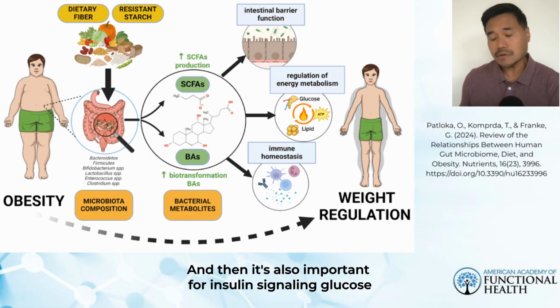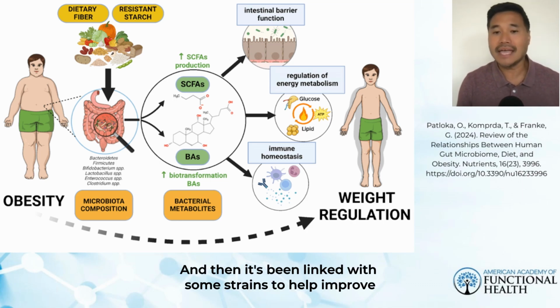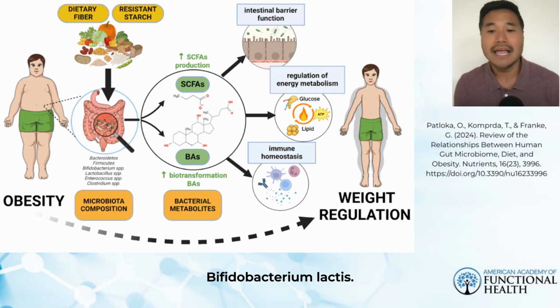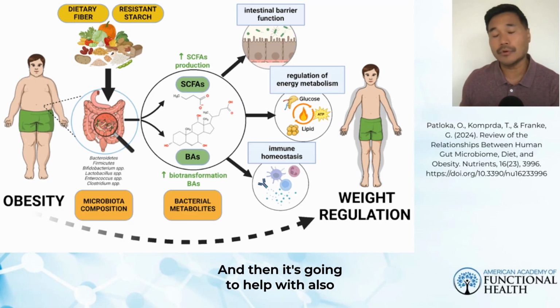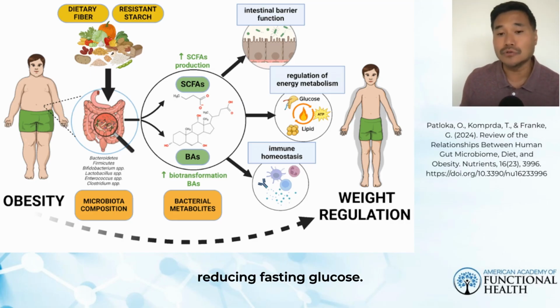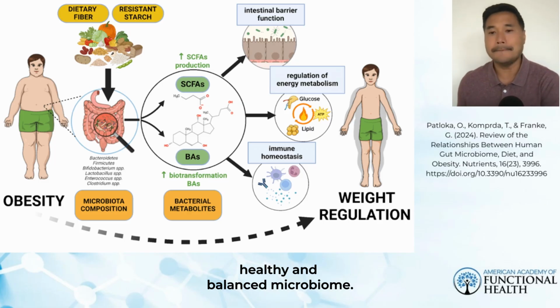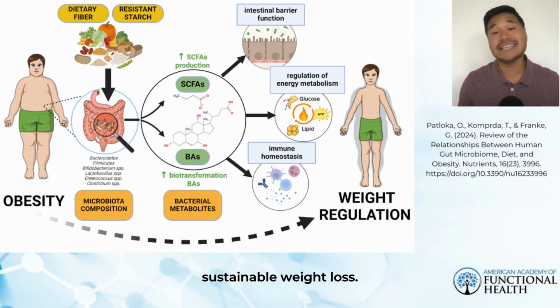And then it's also important for insulin signaling and glucose metabolism that we're seeing there as well. And then it's been linked with some strains to help improve glycemic control, such as Lactobacillus rhamnosus, Bifidobacterium lactis. These have all been shown to enhance insulin sensitivity, and it's also going to help with reducing fasting glucose. This is all meant to ensure that your patients have a healthy and balanced microbiome, and this can set a healthy foundation for sustainable weight loss.